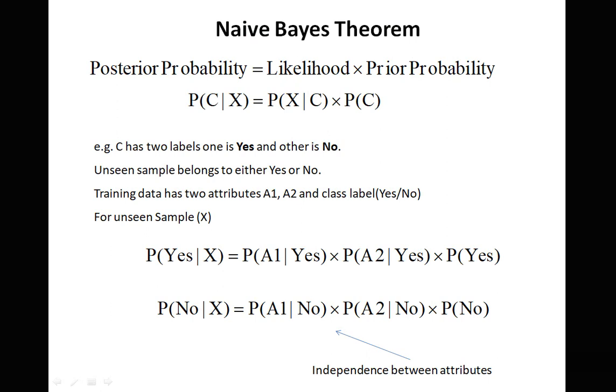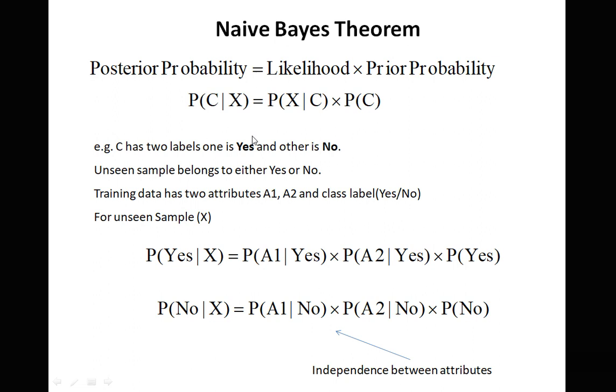Naive Bayes is a classification technique that is supervised learning. The formula for naive Bayes is posterior probability is equal to likelihood into prior probability. That is, probability of C given X is equal to probability of X given C into probability of C, where C is final class label and X is unseen sample. In my previous videos, I have already explained all the theoretical aspects of naive Bayes theorem, such as conditional probability, likelihood, prior probability and posterior probability.